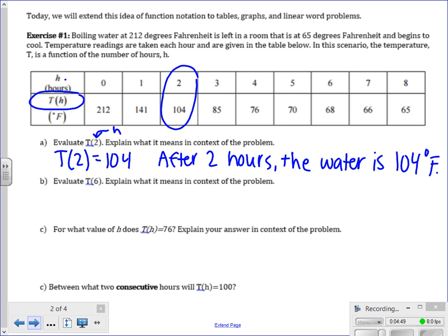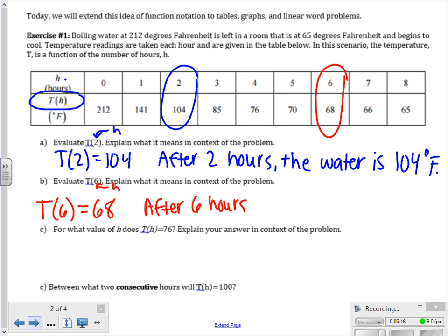We're going to do the same thing here with T of 6. 6 is in the parentheses, which makes it in this example an input of h. H is hours. So I'm going to where h is 6 and I'm searching for the output. I get that T of 6, the temperature after 6 hours, equals 68. And that's the interpretation I'm going to write. After 6 hours, the temperature of the water is 68 degrees Fahrenheit.